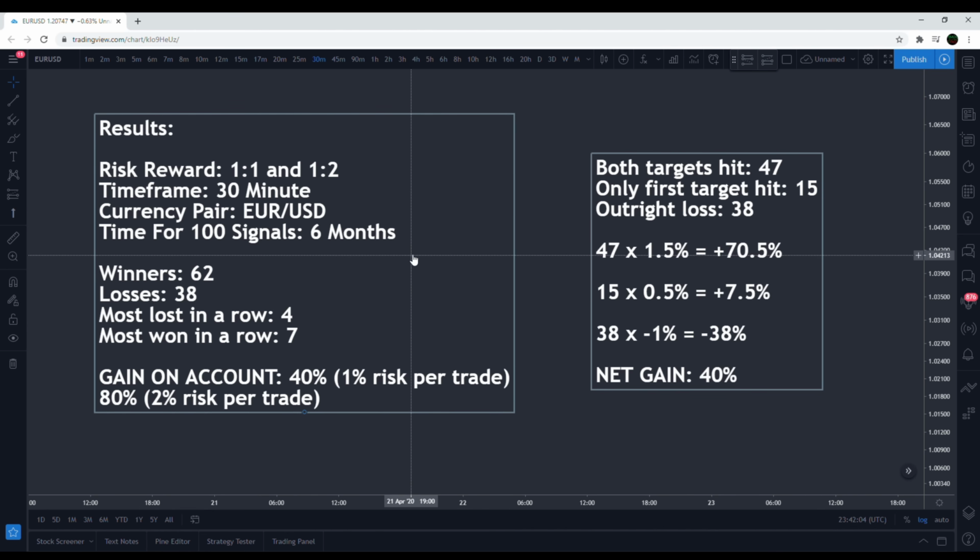So using that two-stage take profit on the 30-minute time frame of euro dollar, which took 6 months of price data to find the 100 signals, there were 62 winners, giving it a 62% win rate, 38 losses.